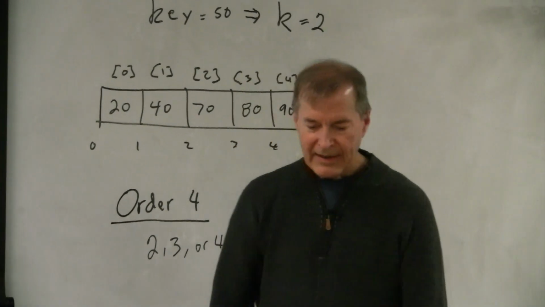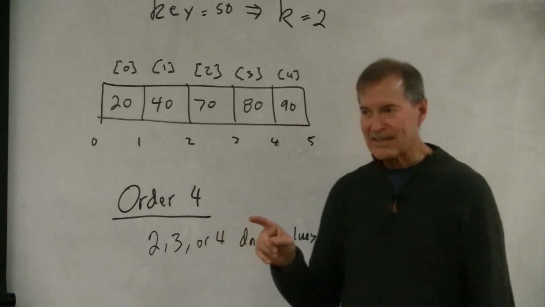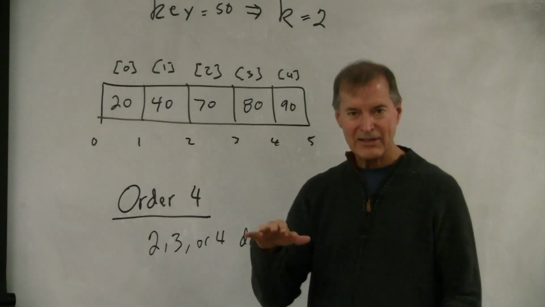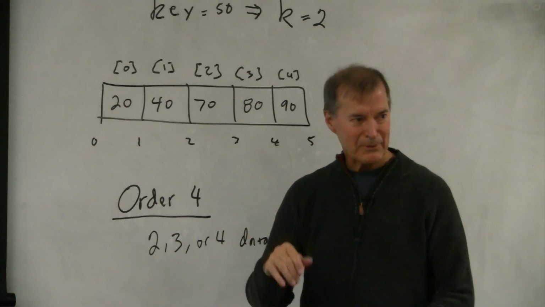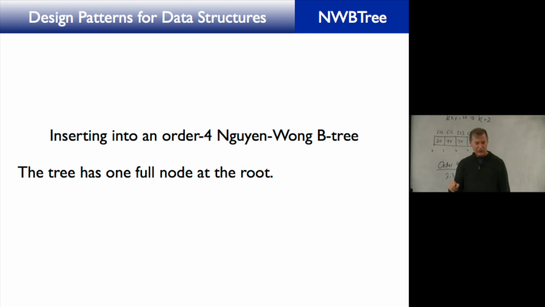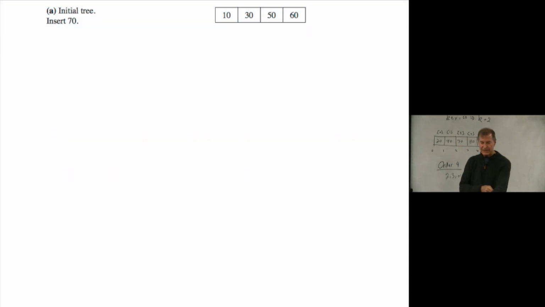All right? Now, let's see how to grow a tree. Let's see how its level gets deeper. Now let's insert into an order 4 B-tree, and the tree has 1 full node at the root. All right, so here we go. Initial tree. Now, remember we said 2, 3, or 4 data values per node. This one now has what? 10, 30, 50, and 60. It's full. So initial tree, we want to insert 70. Are you with me?